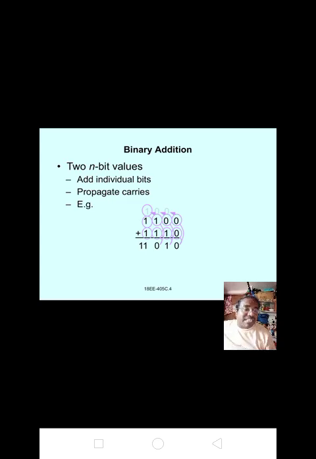Once again, repeat binary addition. 0 plus 0, 0. 0 plus 1, 1. 1 plus 0, 1. 1 plus 1, 1 1.